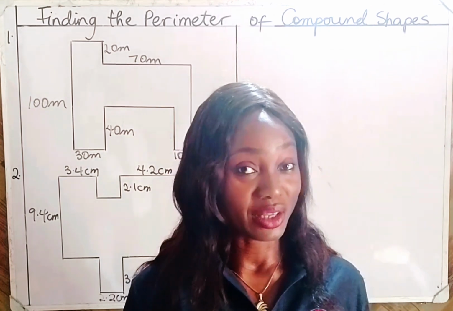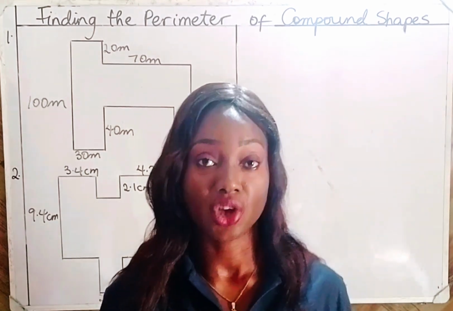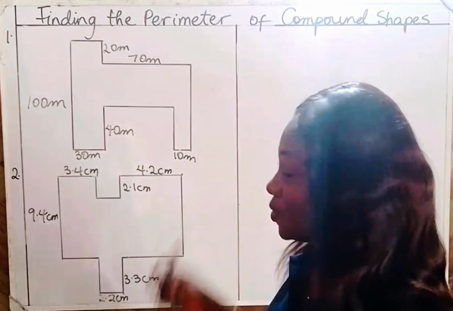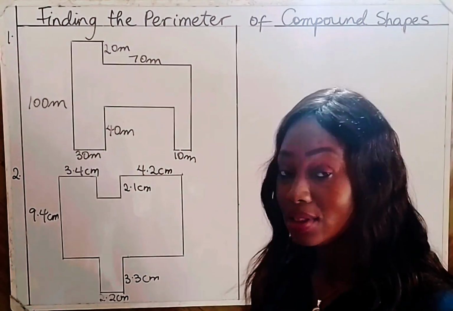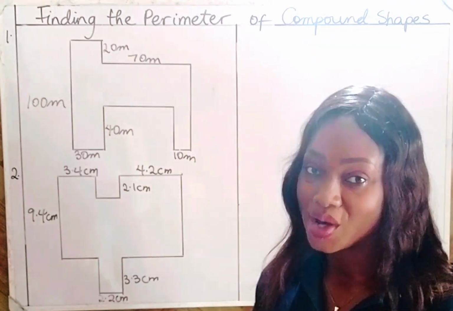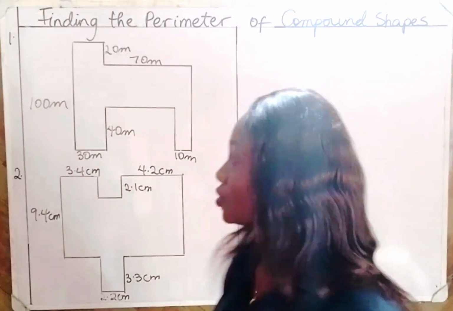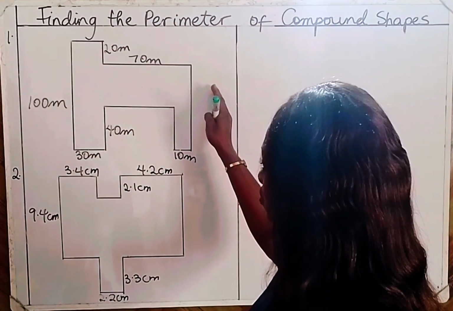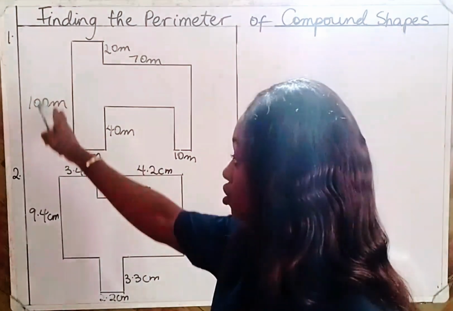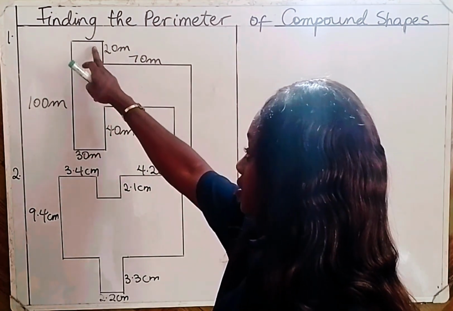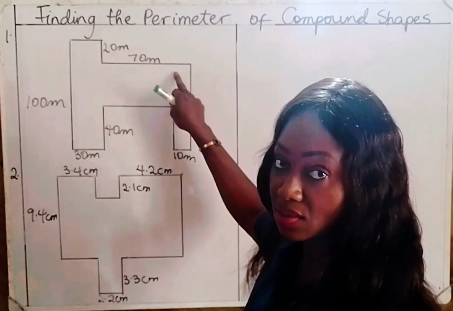Okay, we're going to be learning more questions on compound shapes, right? Looking at the questions we have on the board, we have two complex questions on compound shapes. In the first question, we have figures of different lengths, right? We have 100 meters, 20 meters, and this length is 70 meters.